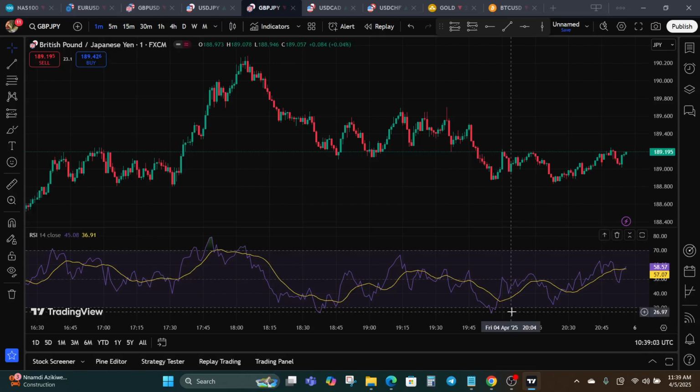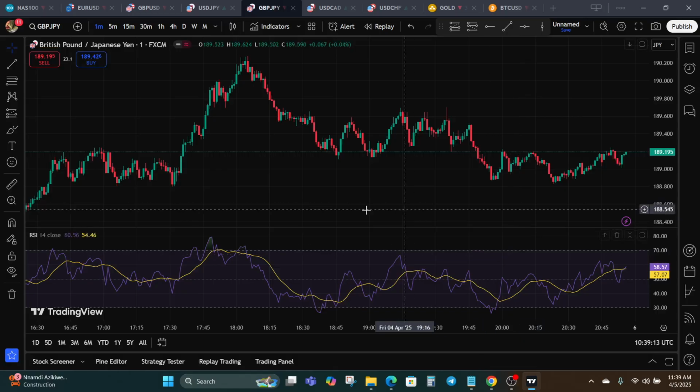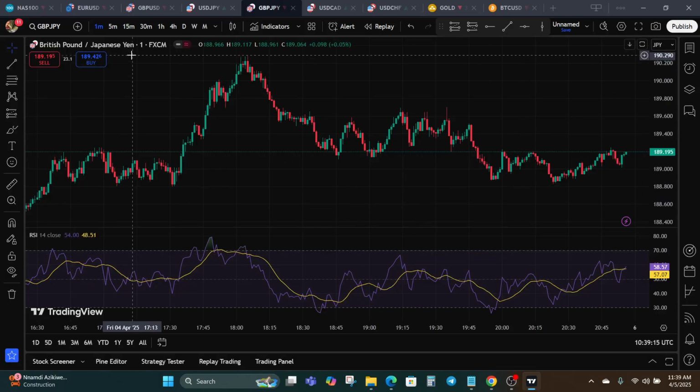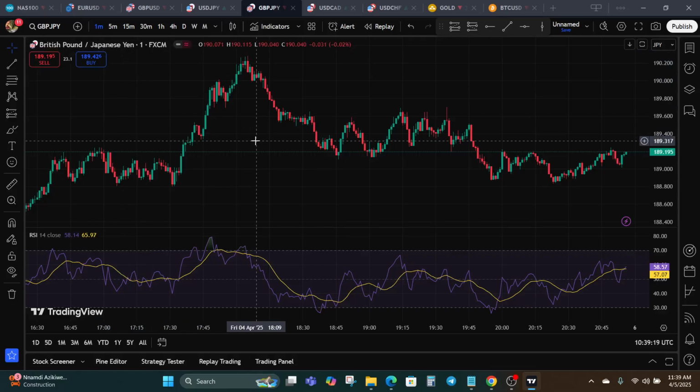So the RSI gives you insight into the strength of a price move and can help you spot potential reversals. But here's the key for scalpers: using the RSI on the 1 minute chart allows you to spot quick short-term price movements, giving you the opportunity to act fast and capitalize on those moves.